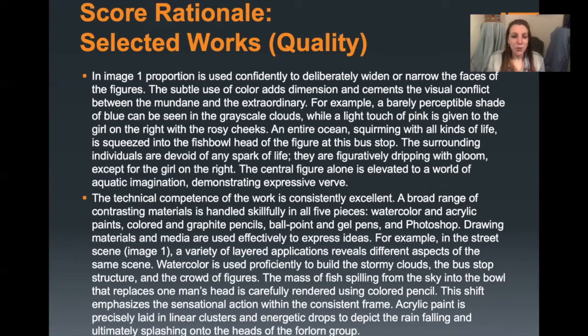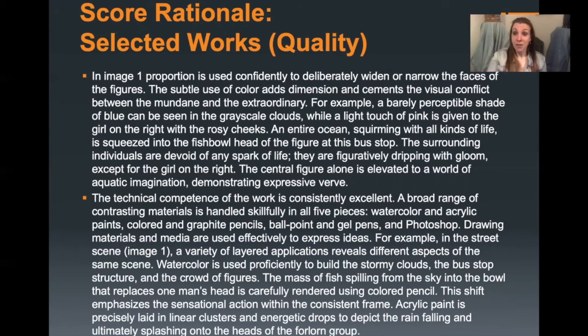For example, in the street scene, image 1, a variety of layered applications reveal different aspects of the same scene. Watercolor is used proficiently to build the stormy clouds, the bus stop structure, and the crowd of figures. The mass of fish spilling from the sky into the bowl that replaces one man's head is carefully rendered using colored pencil. This shift emphasizes the sensational action within the consistent frame. Acrylic paint is precisely laid in linear clusters and energetic drops to depict the rain falling and ultimately splashing onto the heads of the forlorn group.